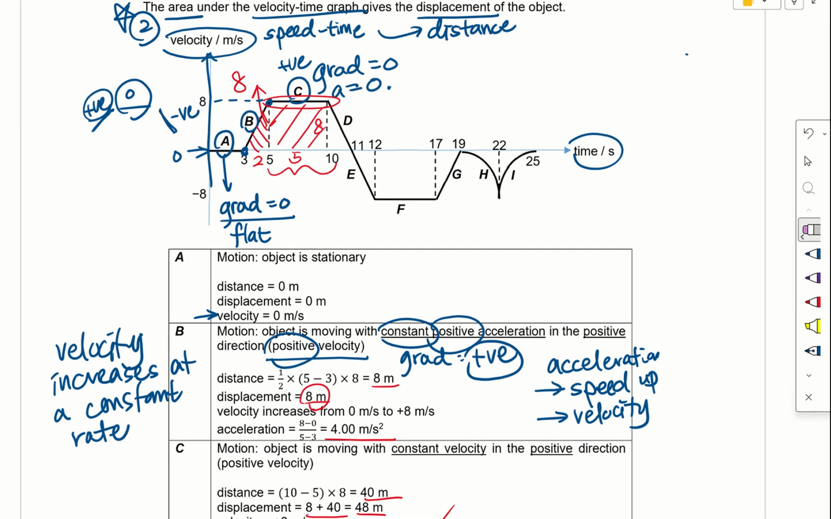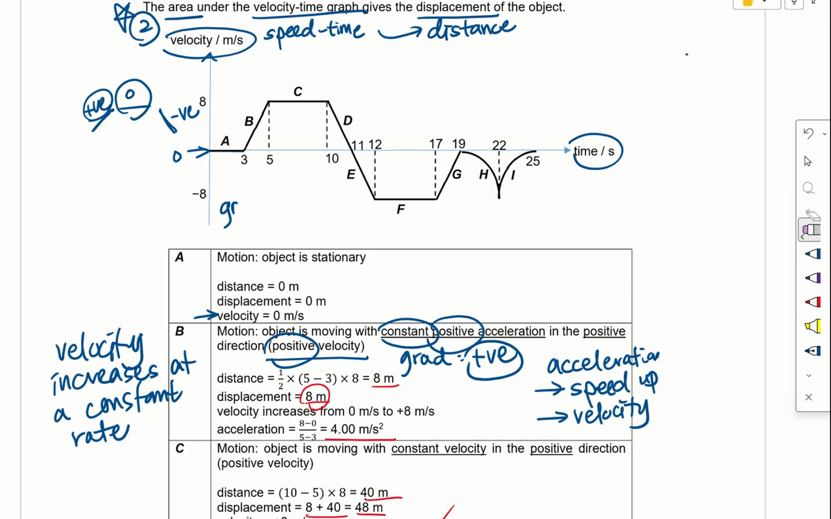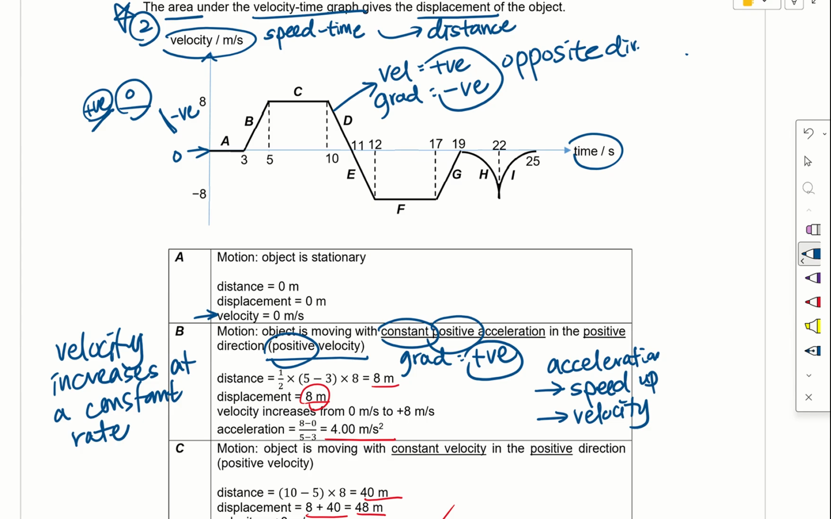Okay, now we look at D. Let's clean this out a little bit. For D we see that the velocity is positive, but the gradient is negative, right? Which means they are in opposite directions. So if it's in opposite directions, it means that it will decelerate. When they are in the same direction, positive and positive, they will accelerate. If it's positive and negative, it will decelerate.